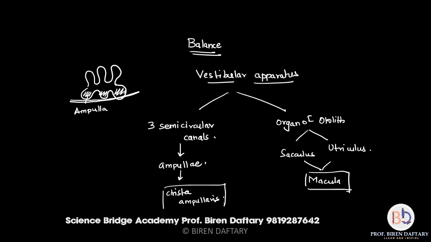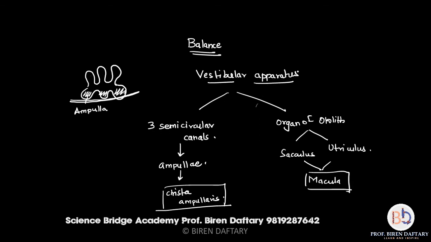And I will just highlight these two words. So these two parts, crista ampullaris and macula, are the important parts of the vestibular apparatus which basically maintain the body posture and balance. Do you get me? So this is the part of the ear which is called the vestibular apparatus, which is present above the cochlea.